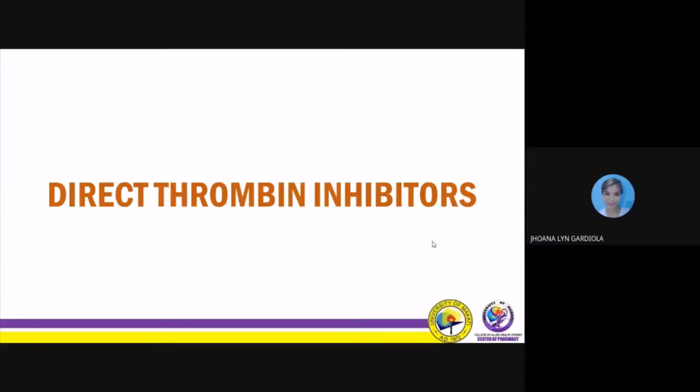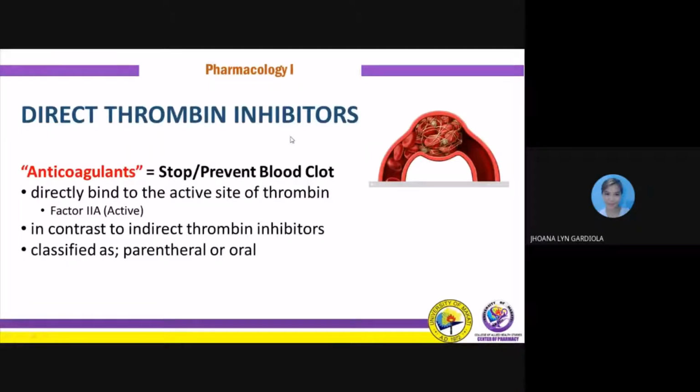And now, let's proceed to the direct thrombin inhibitors. Direct thrombin inhibitors are also known as anticoagulants because they stop or prevent the blood clot. They directly bind to the active site of thrombin, factor 2A, to inhibit thrombin's downstream effects, which prevents the conversion of fibrinogen into fibrin. And they are in contrast to indirect thrombin inhibitors.